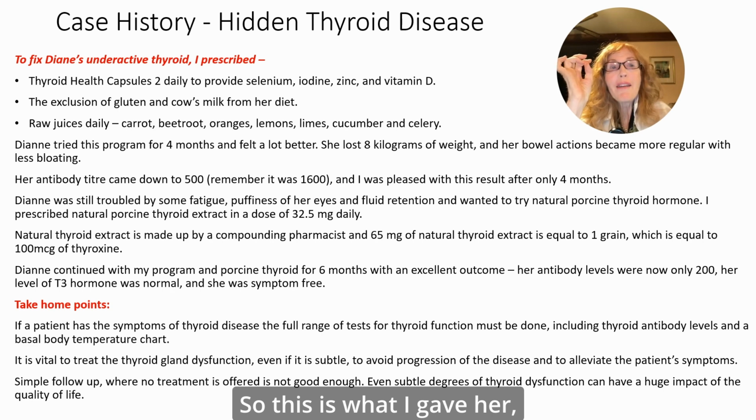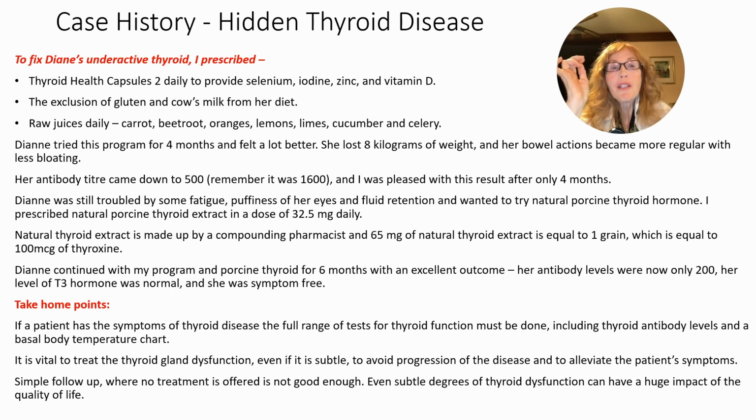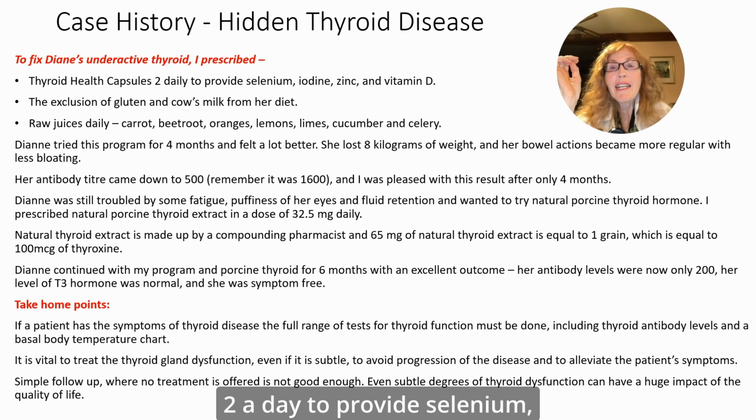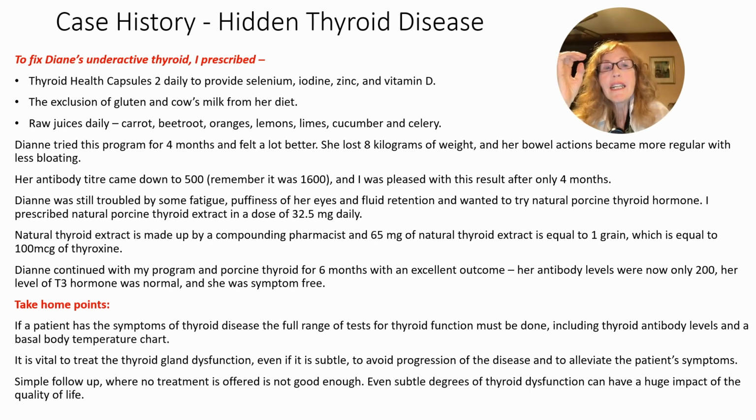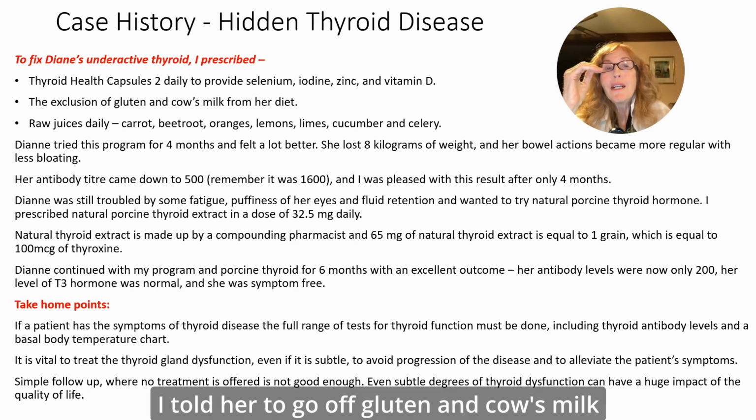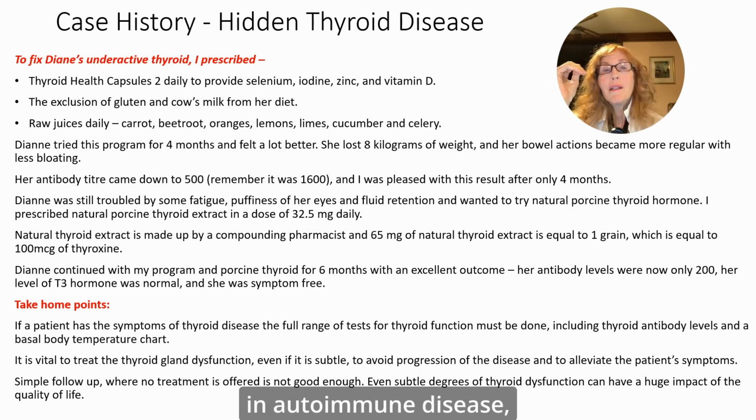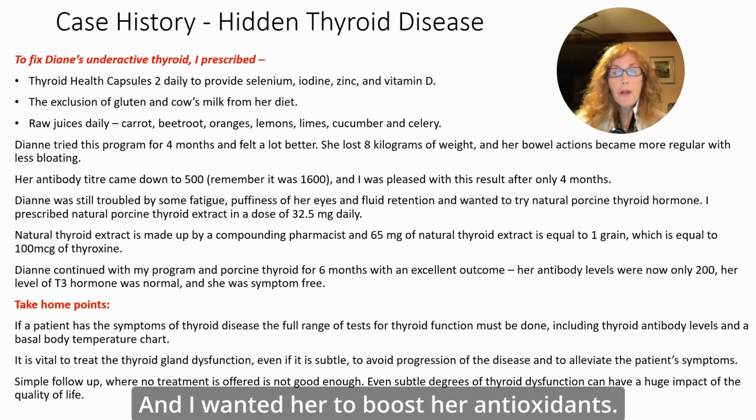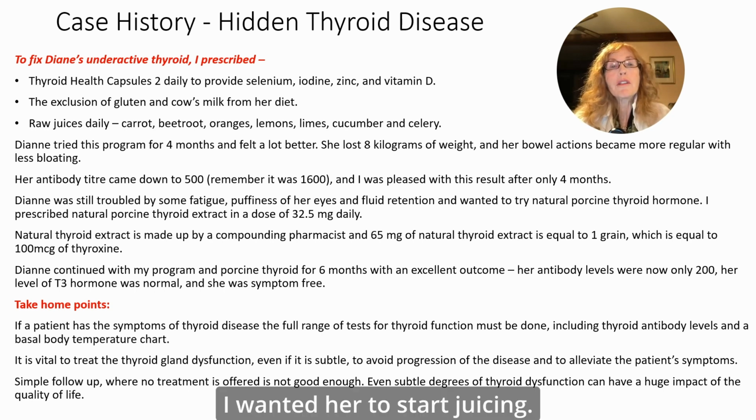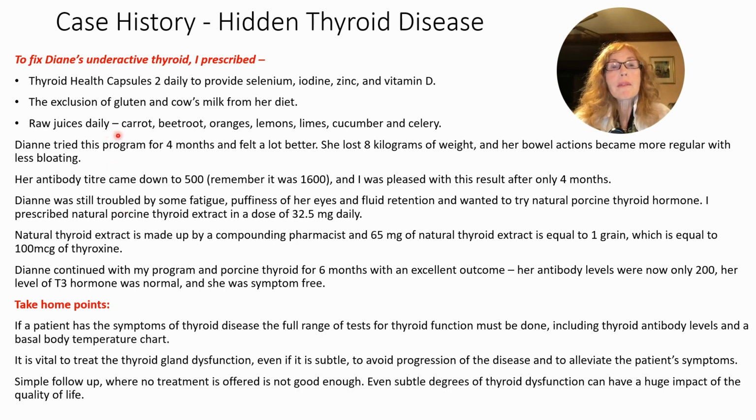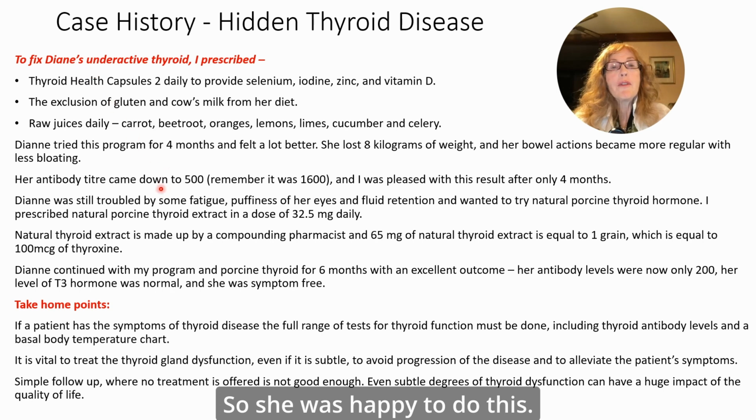So this is what I gave her. Some thyroid health capsules, 2 a day, to provide selenium, iodine, zinc and vitamin D to lower her antibodies. I told her to go off gluten and cow's milk, because these can sometimes be incriminated in autoimmune disease, particularly when the antibody levels are very high. And I wanted her to boost her antioxidants. I wanted her to start juicing. So she was happy to do this.